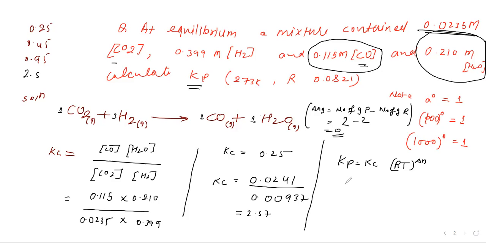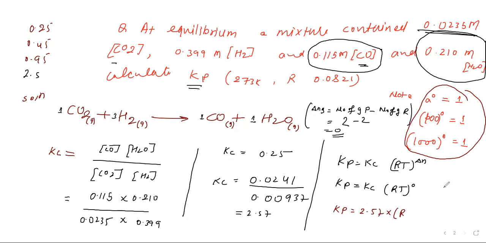So Kp is equal to Kc times RT power 0. Anything with power 0 has a value of 1. So Kp is equal to the Kc value we calculated, 2.57, times 1. So Kp is 2.5 only. The answer is option D.